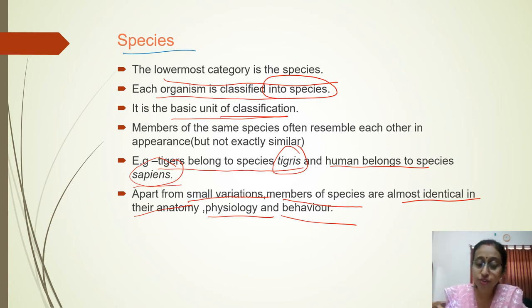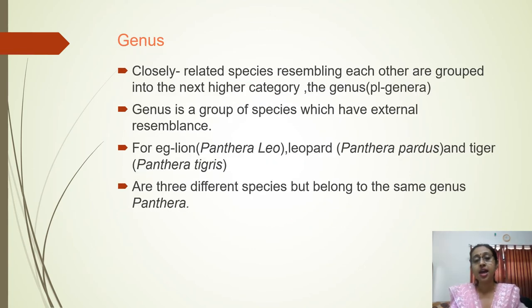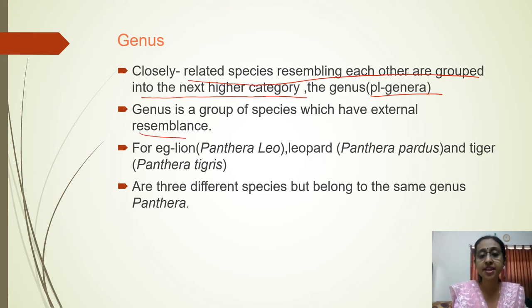Now let us move on to the next order, that is the genus. The genus is the next higher order above the species. Species that are closely related and resemble each other are grouped into the next higher category, the genus, and the plural is genera. A genus is a group of species which have external resemblance of characters.